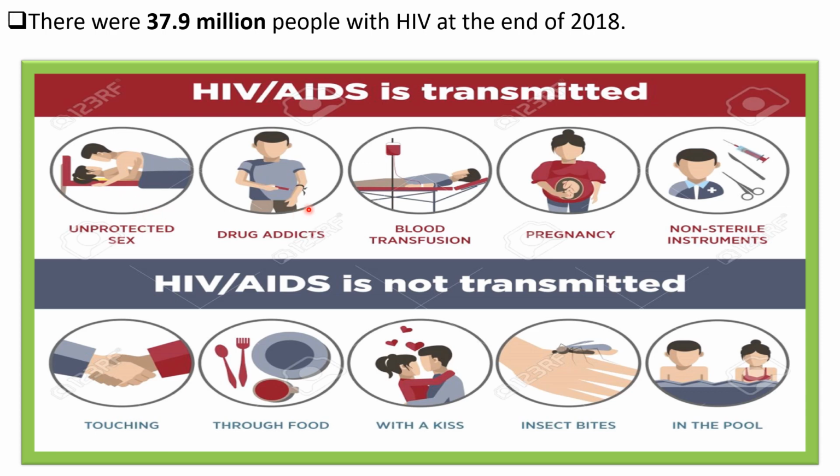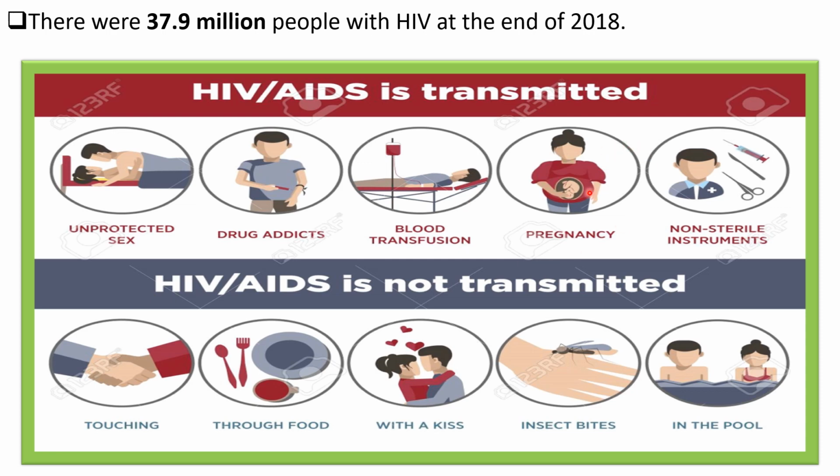Next, addiction to drugs. For injecting drugs, the needles used by one person are used by other people. If the other people have the infection, the new person also has a greater chance of getting the same infection. Another one is blood transfusion. When blood is transfused from an infected person to a healthy person, the HIV enters the healthy person.